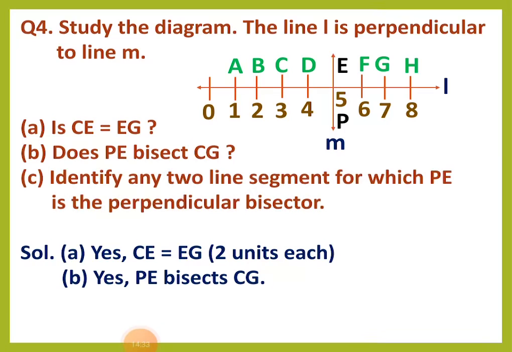Now we have to identify any two line segments for which PE is the perpendicular bisector. So you can see we can write any line segment. DF we can write because D to E is 1 unit and E to F is also 1 unit. Or we can write C to G also as a line segment for which PE will be the bisector. Why? Because C to E is again 2 units and E to G will be 2 units. Okay, so we can write D, F, and we can write what? We can write C, G.